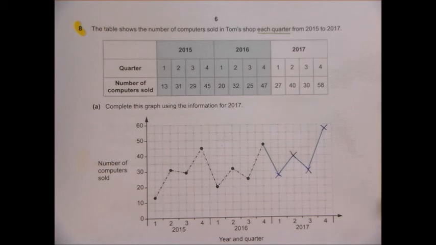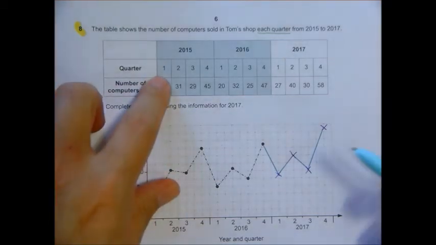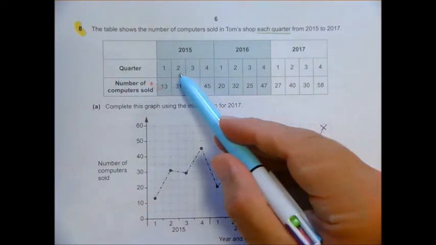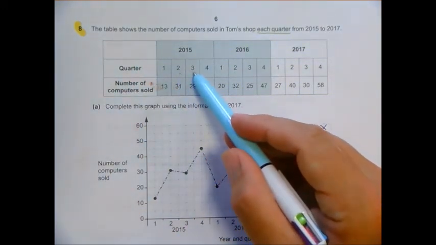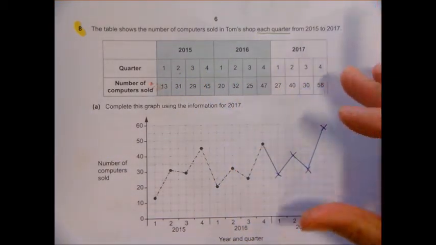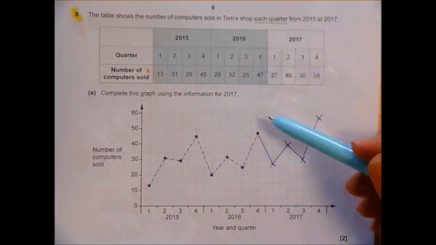So quarter 1 will be January, February, March, April, May, June. Oh, got some bit of ink on my hand. April, May, June, July, August, September, October, November, December. Complete the graph using the information for 2017.